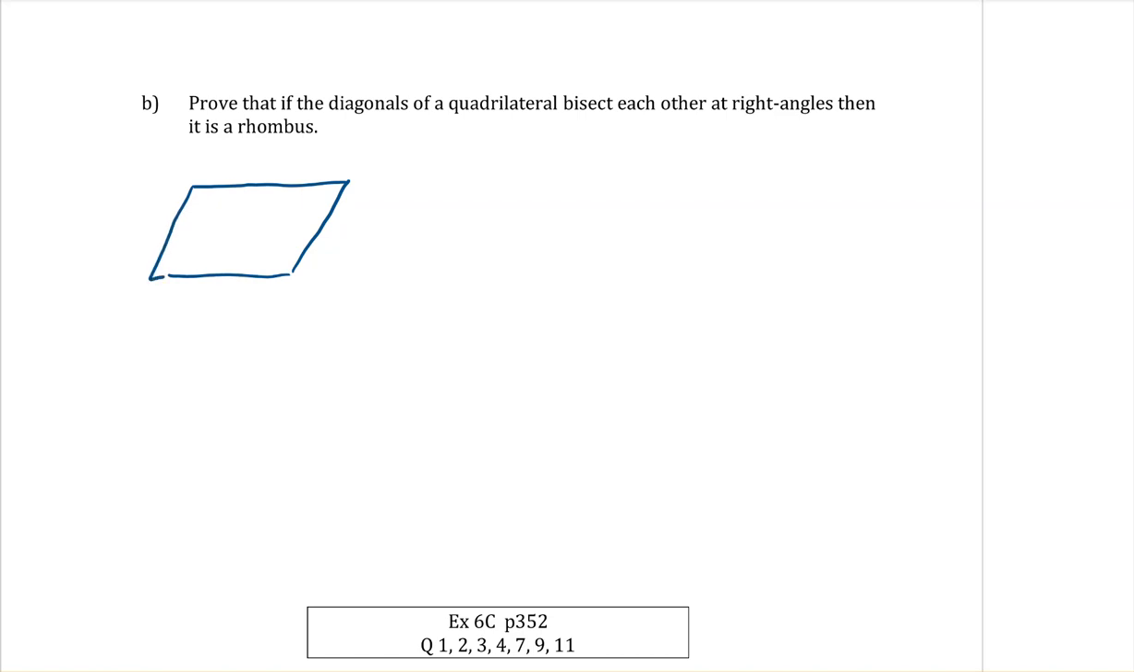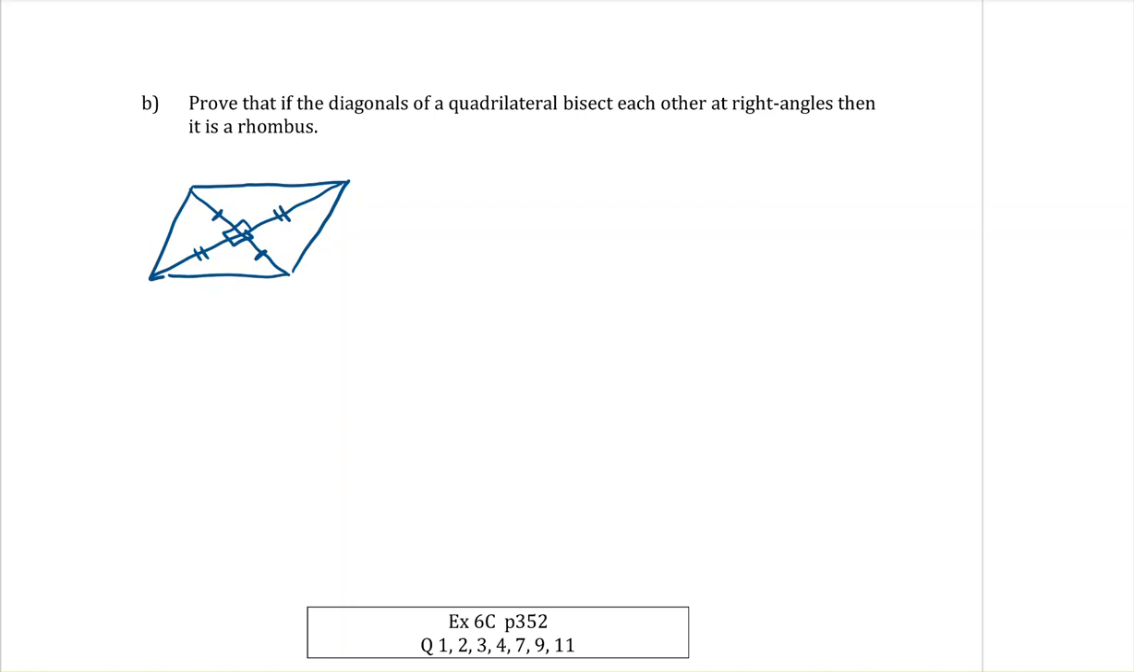Okay, so prove that if the diagonals bisect each other, so if the diagonals like this, bisect means that it cuts those side lengths in half. So that side would be equal to that side, and that one would be equal to that one. If they bisect each other at right angles, so I also know that these little angles in here are all right angles. And I want to prove that it is a rhombus. So to prove that something is a rhombus, it needs to have opposite sides parallel, and it needs to have all sides equal. So I need to prove both of those properties.